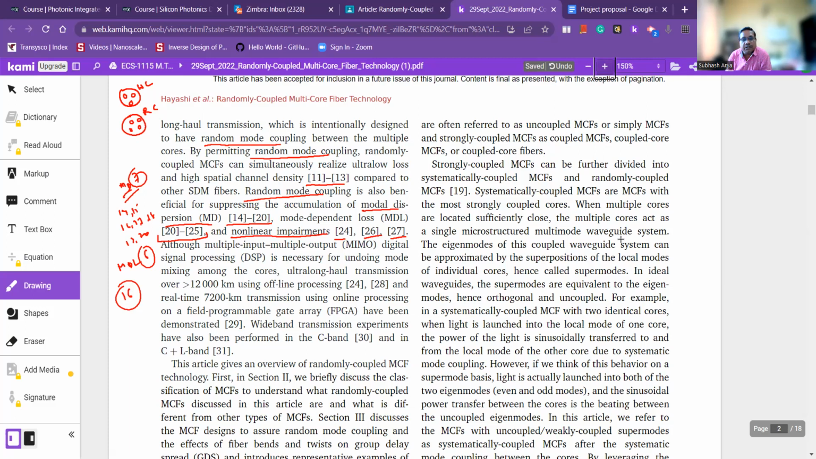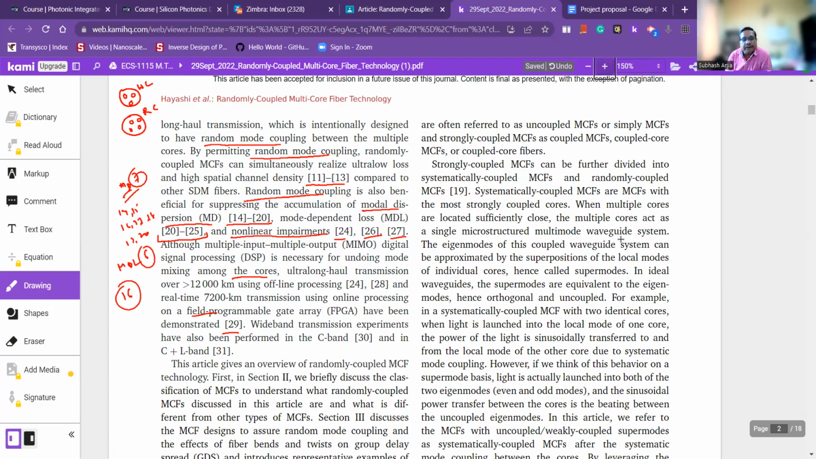Although multi-input, multi-output, that is MIMO, digital signal processing is necessary for undoing mode mixing among the cores, ultra-long haul transmission over greater than 12,000 kilometers using offline processing, given in 24 and 28, and real-time 7,200 kilometer transmission using online processing on a field programmable gate array, that is FPGA, have been demonstrated. So in article number 29, real-time using FPGA and DSP, MIMO and DSP have been used to undo the mode mixing among the cores for long haul transmission. So that is reported in 24 and 25.